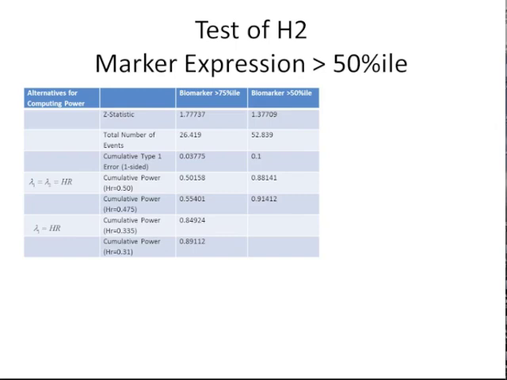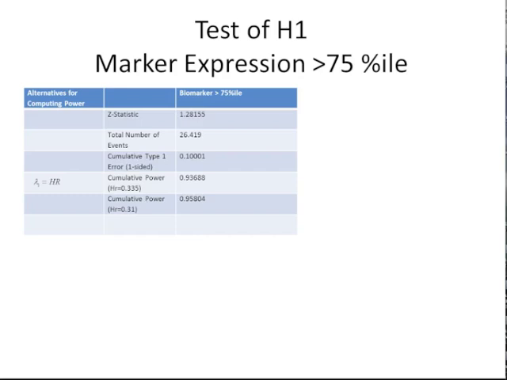Here, H2 is constructed just as H4 and H3, except now there are only 2 marker subgroups to test. Once again, the critical value for the biomarker subset with expression greater than the 75th percentile has dropped to 1.77 from 2.13 in the test for H4 and 1.99 in the test for H3. The power to detect a hazard ratio of 0.335 is now 85%.